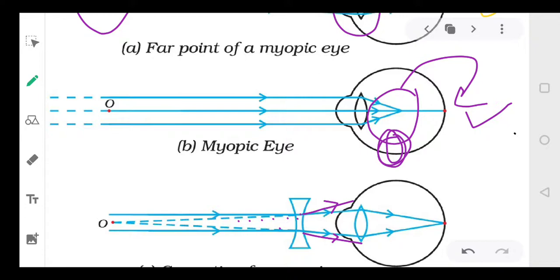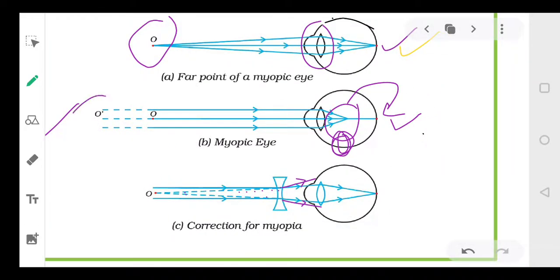Okay, so for us, suppose the object is at this point. Initially the object is at this point, isn't it? But for us now, this lens will create an image at this point. Okay, I'm again repeating, just understand this.